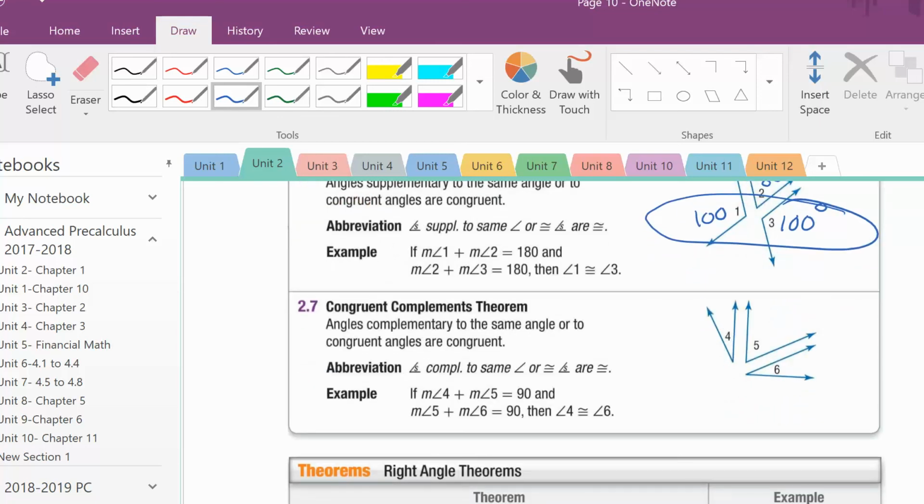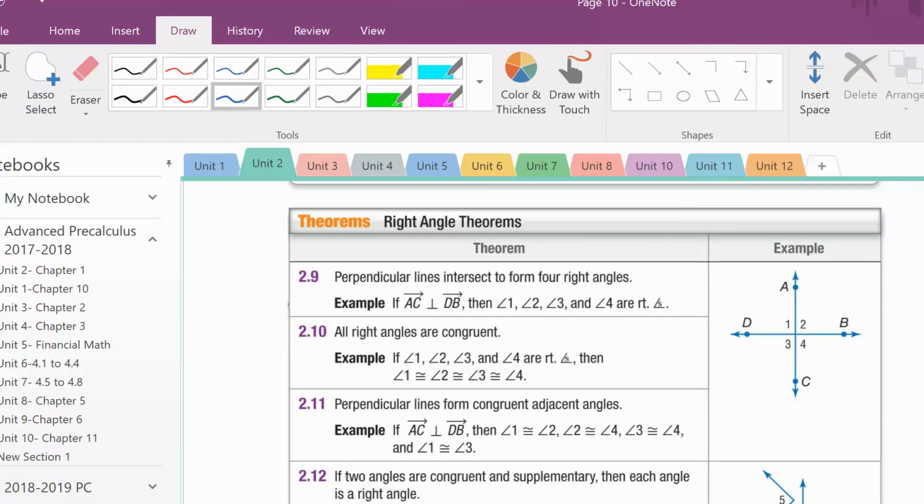And the same thing could be said for complementary. If 4 and 5 are complementary, let's say 4 is 20 and 5 is 70, and 6 and 5 are complementary, so that means 6 has to be 20, so that means 4 and 6 are congruent because they are both complementary to 5.